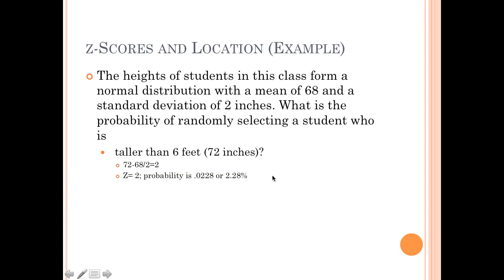And I think that probably has to do with the number of girls that we have in our class versus boys.